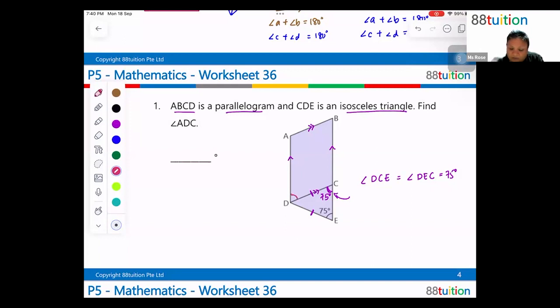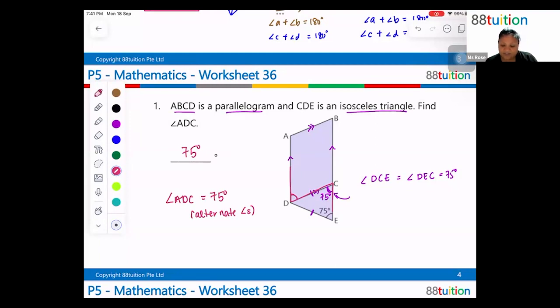Okay, so because you want to find this angle, can you see what property is here? Since you have an isosceles triangle, that means angle ADC is equal to 75 degrees because it is an alternate angle. So the reason is because it is an alternate angle. Have you covered this in school?